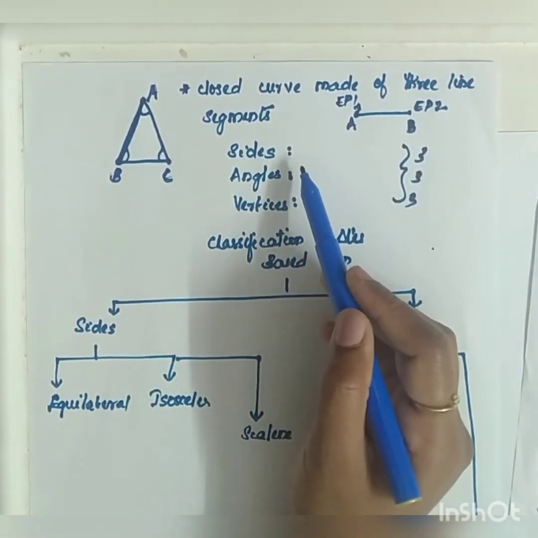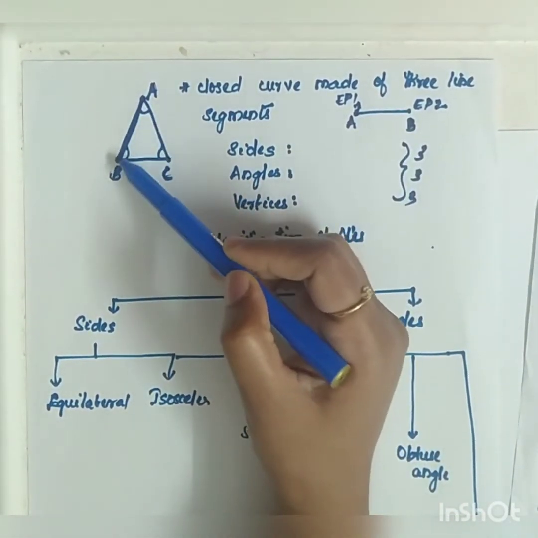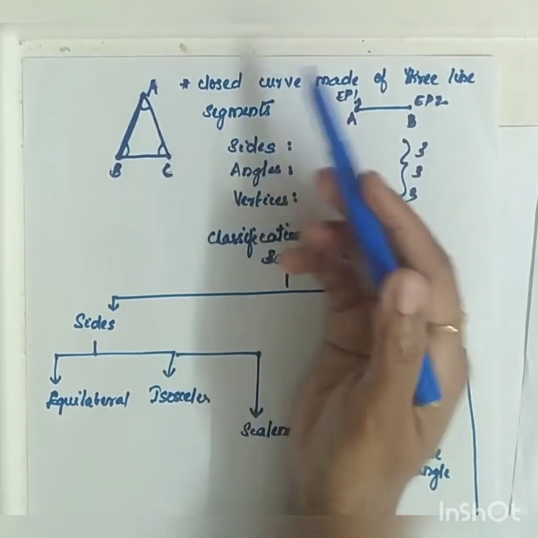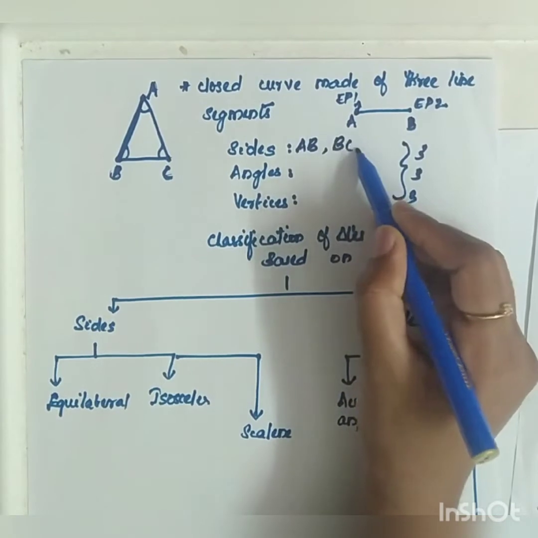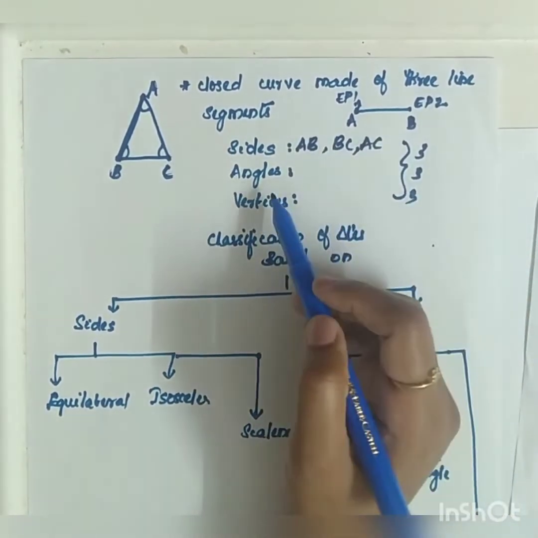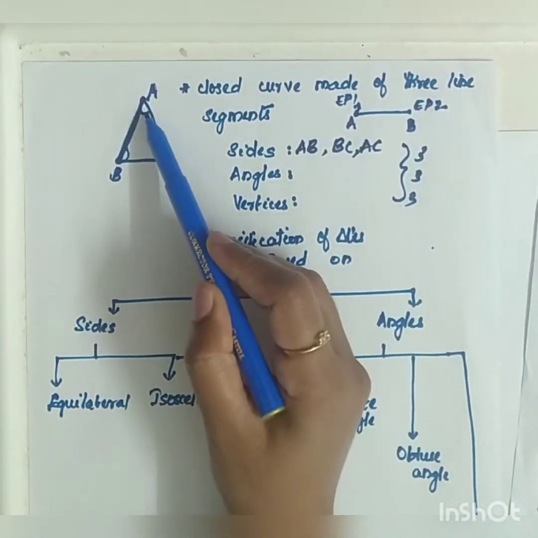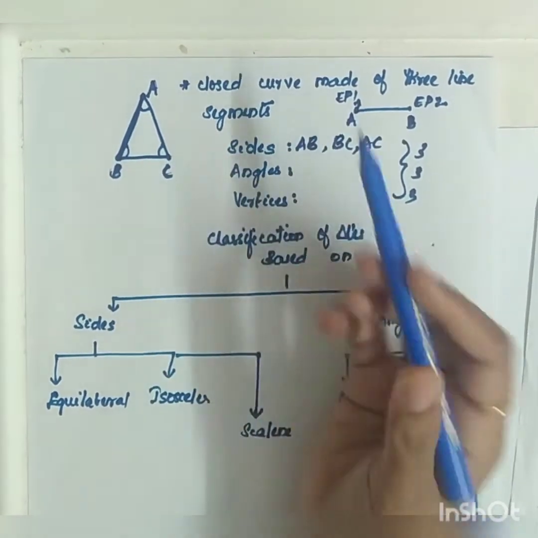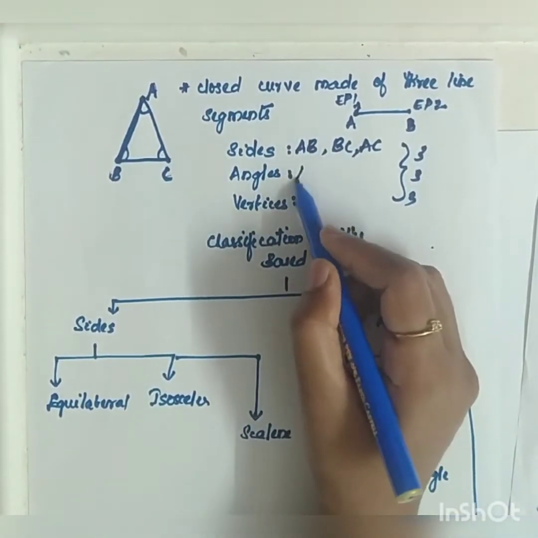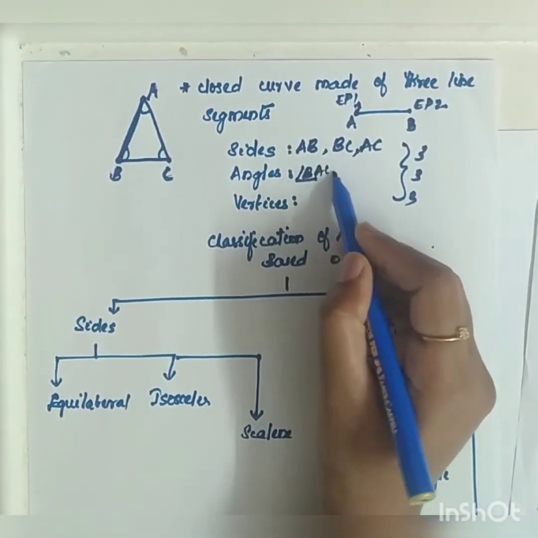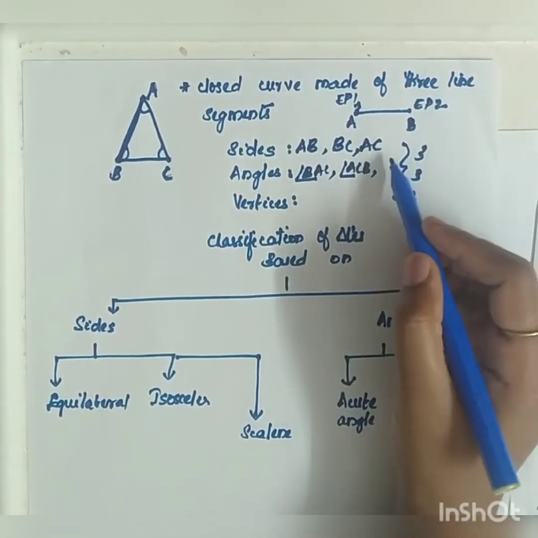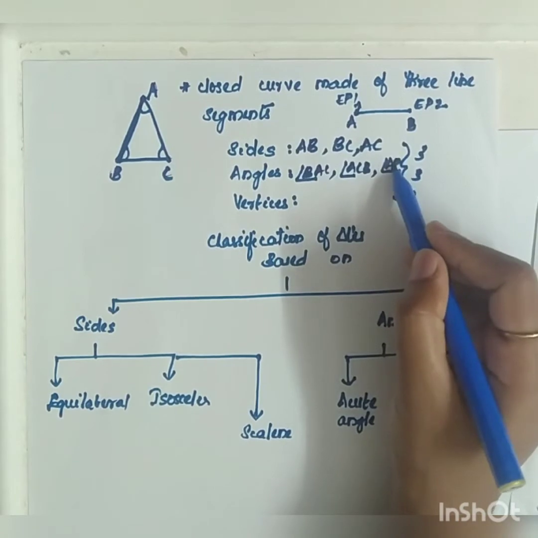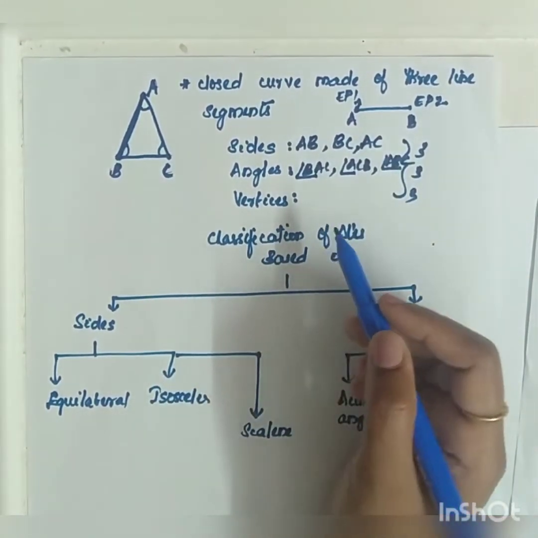So what are the 3 sides? You have the sides AB, BC, and AC. So what are the 3 angles? You will have angle A, angle B, angle C. It can be written as angle BAC, angle ACB, and angle ABC. So you have 3 angles and the 3 vertices.